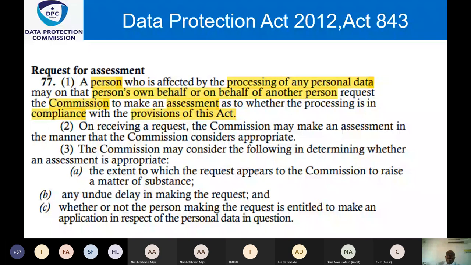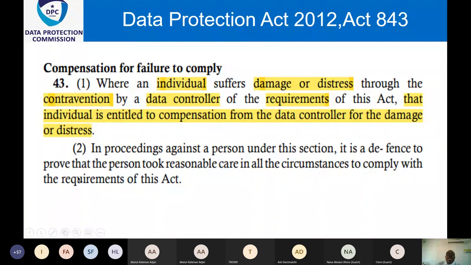And that patient or person, after the assessment is taken and the hospital is found to have breached the provisions of the Data Protection Act, can sue. Section 43 says where an individual suffers damage or distress through the contravention by a data controller of the requirements of the Act, the individual is entitled to compensation from the data controller for the damage or distress. So it means that if a patient sues and wins, the hospital would have to compensate the person by paying cash.